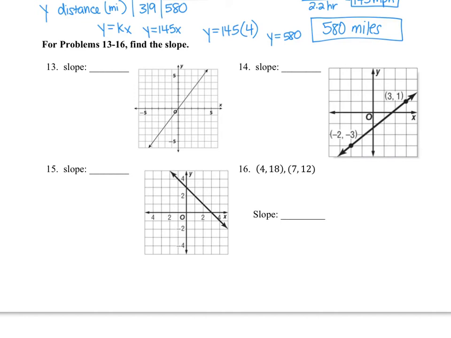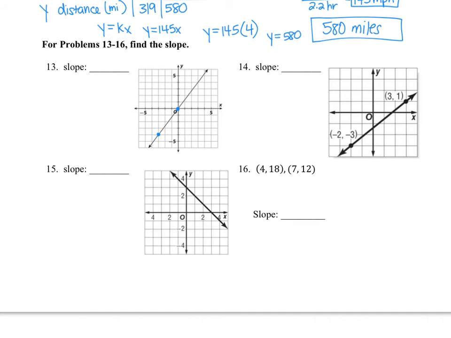But that point is not on this line over here, so we're not going to use that point because it's not on the line. You have to find a nice point that's actually on the line, like right here, and through 0, 0. That's always a nice one to pick if it goes through 0, 0.